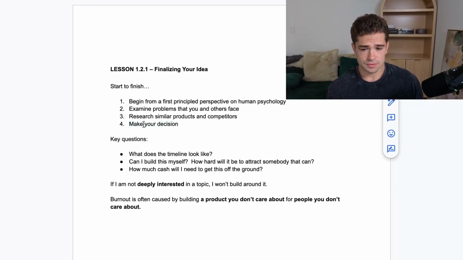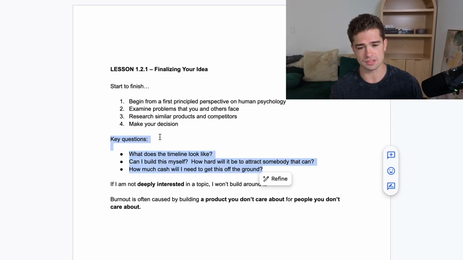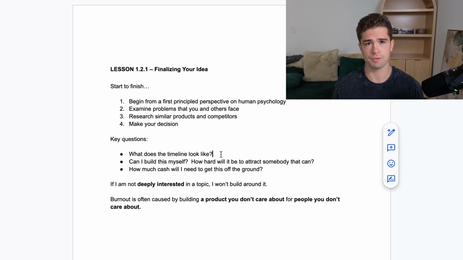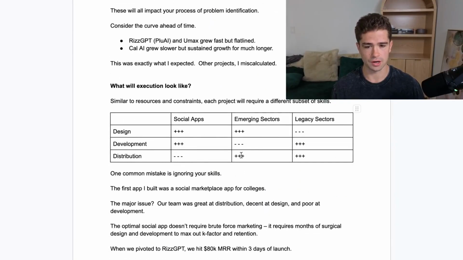Now, in the process of making this decision, I think some key questions to ask ourselves that we touched on earlier, but I think it's worth revisiting are, what does the timeline look like? Different products are going to have different life cycles. Certain products are going to be more design heavy. Other products are going to be more development heavy. Other products are going to be more distribution heavy.